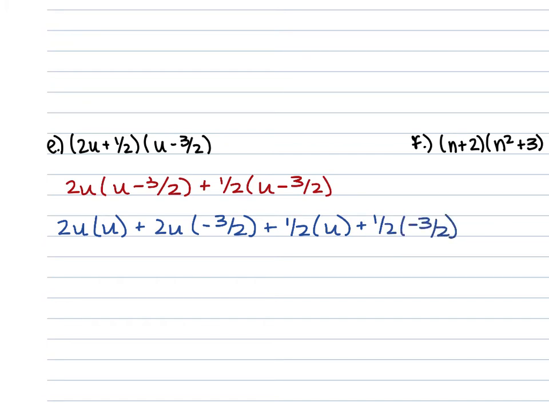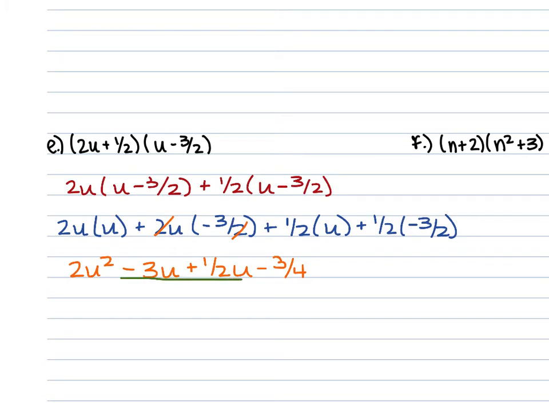From here, 2u times u is 2u squared. The 2u times negative 3 over 2, a positive times a negative is a negative. The 2's are going to cancel, and we're just going to have negative 3 times u, which is just negative 3u. The 1/2 times u is 1/2 u. And then the 1/2 times negative 3/2, we're going to multiply straight across. A positive times a negative is a negative. 1 times 3 is 3. 2 times 2 is 4.